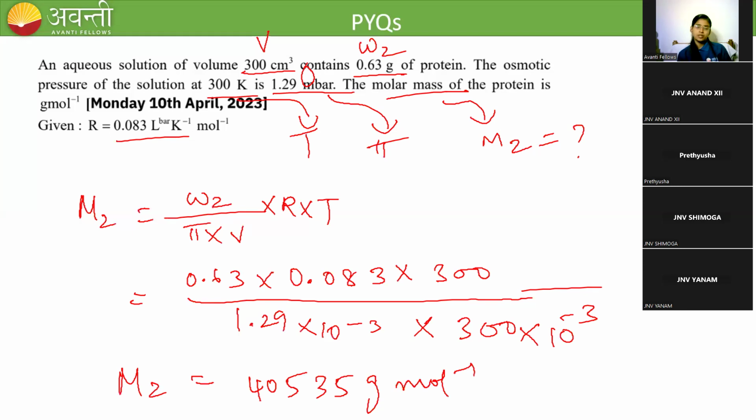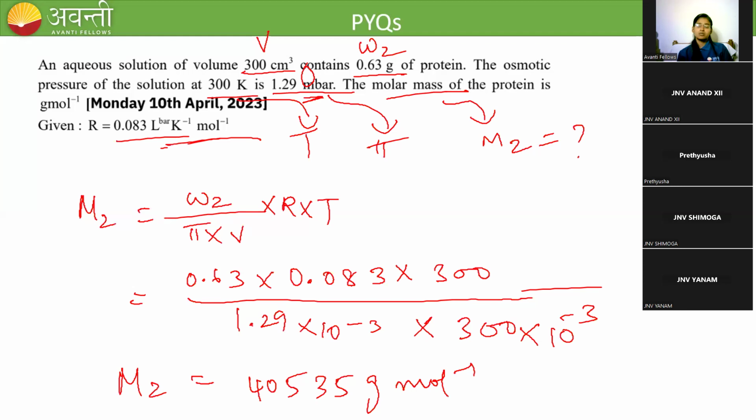40535 gram per mole as the answer. Okay, you need to concentrate on the units. Here we have millibar, so I am multiplying it by 10 power minus 3. Those things have to be noted down here. You have to check for the units while solving physical chemistry problems.